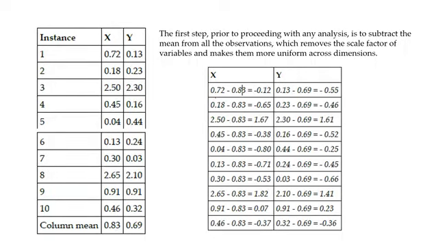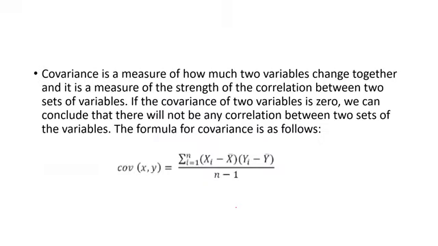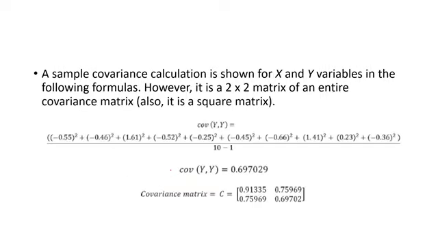But typically in PCA, it just takes the average of every column and subtracts that mean value from every value. So 0.72 minus 0.83 is this. Like that, the mean value will be subtracted from every value and the data will get transformed. After that, you can go with either covariance or correlation. You know how to calculate covariance and correlation, and you come up with this kind of matrix. This matrix explains how the variables are related to each other.